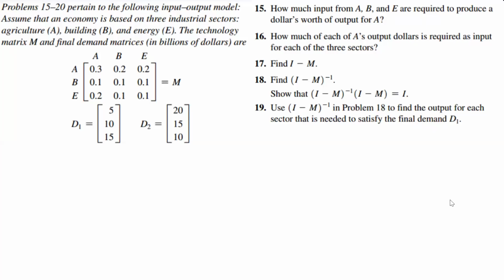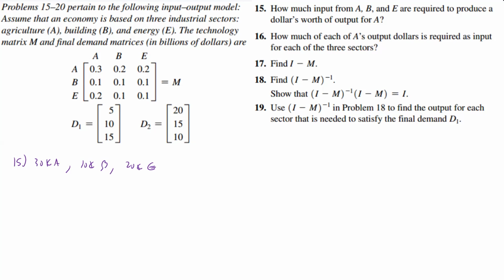All right, so on this one, we're supposed to look at our M matrix here, and we're going to only do D1 again. We have ag, building, and energy as A, B, and E. It says how much input from A, B, and E are required to produce a dollar's worth of output for A. For 15, basically we have to have 30 cents from A, 10 cents from B, and 20 cents from E.